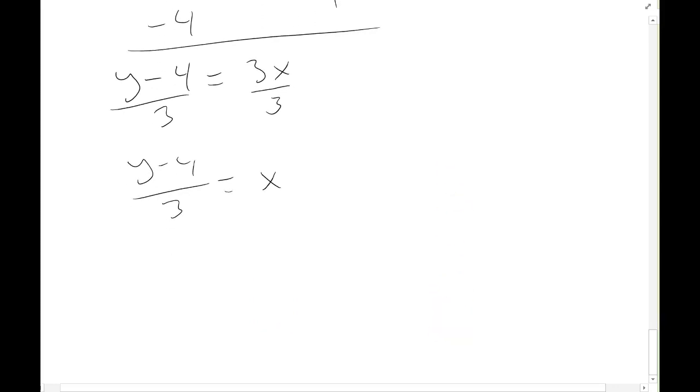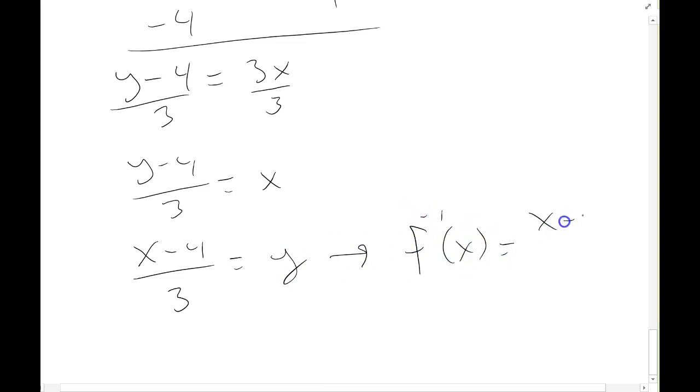So I've completed step 1. Step 2, I'm going to swap the x and y variables. So I have x minus 4 over 3 equals y. Or I could write f inverse of x now equals x minus 4 over 3. Okay, well that's pretty straightforward. Not much to do there.